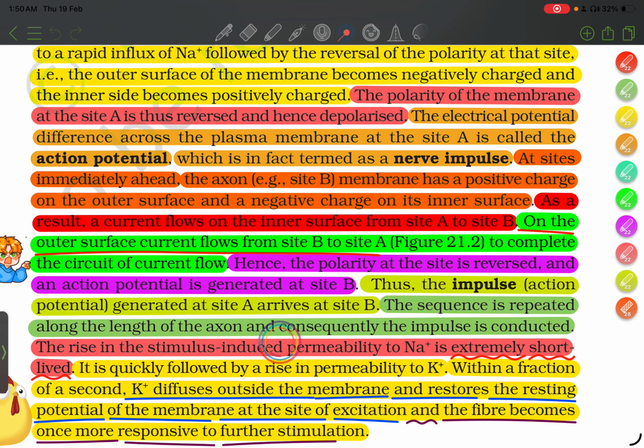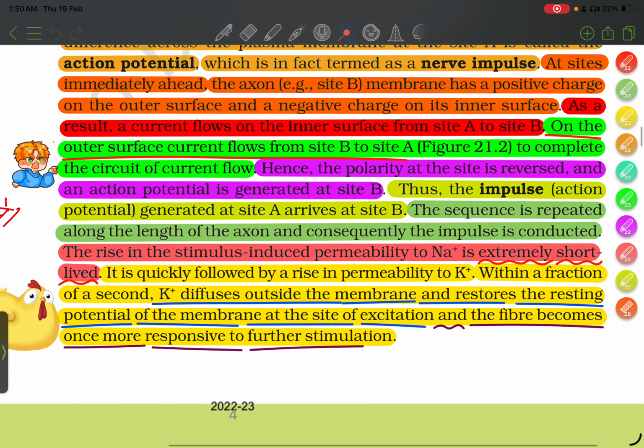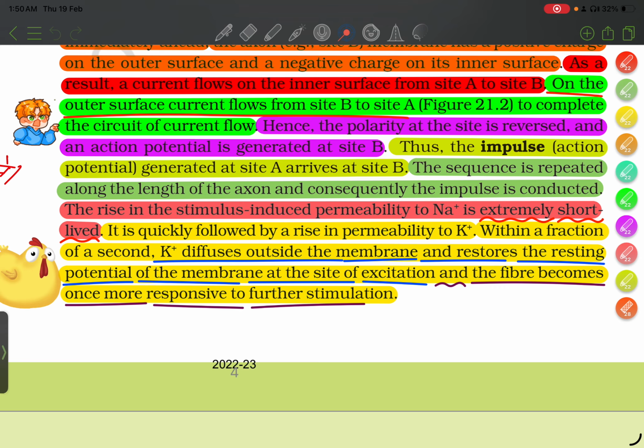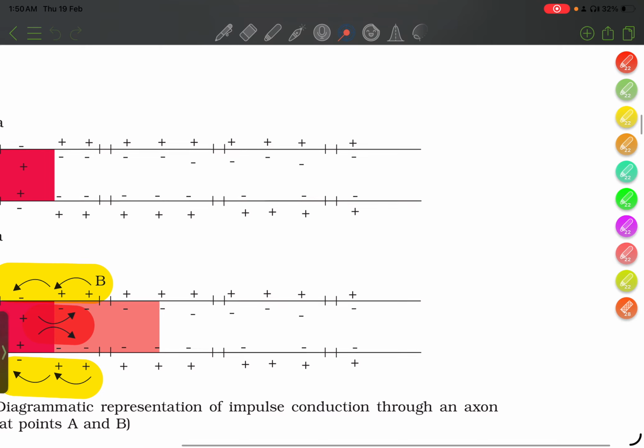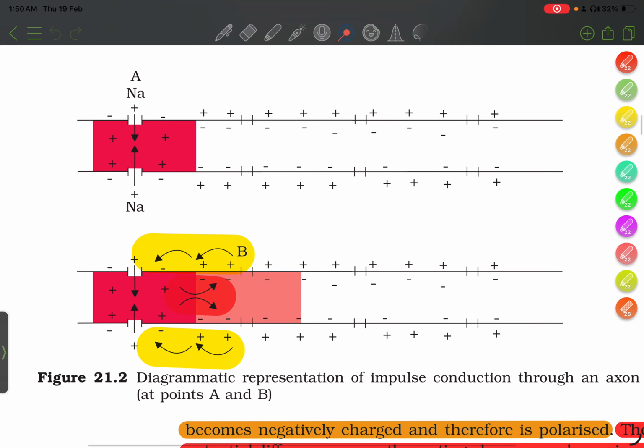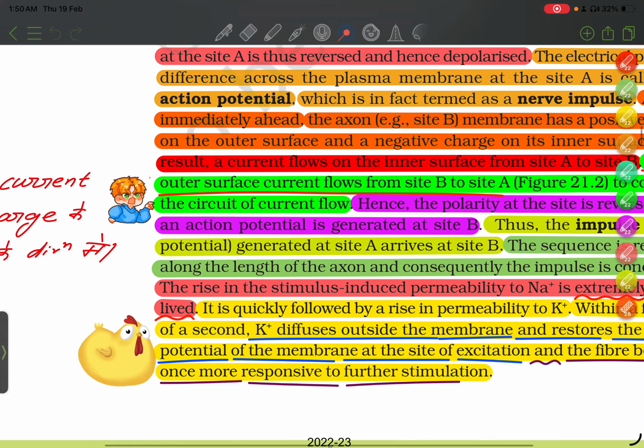The rise in stimulus-induced permeability to sodium ions is extremely short-lived. It is quickly followed by a rise in permeability to potassium ions, which within a fraction of a second diffuse outside the membrane and restore the resting potential of the membrane at the site of excitation, and the fiber becomes once more responsive to further stimulation. Here is the figure. This is site A, and this is site B. Inside, current flows from A to B, and outside, from B to A, to complete the circuit of current flow.